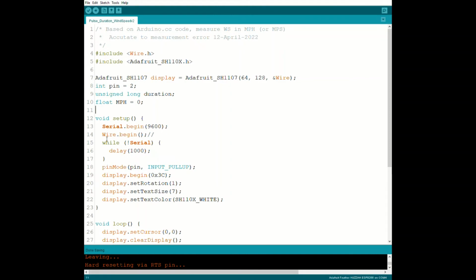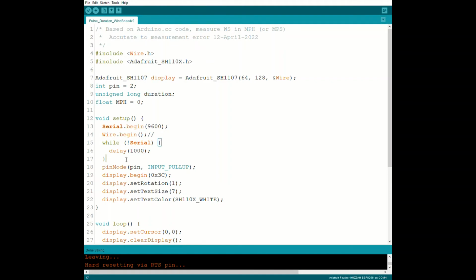Next, I have Wire.begin that initiates the communication with my display. The next line is a while loop, so that when the serial hasn't pulled up yet, it will wait 1 second for the serial communication to come online. You can change this number from anywhere from 10 milliseconds all the way up to however many you want.